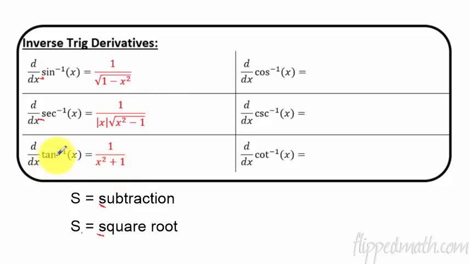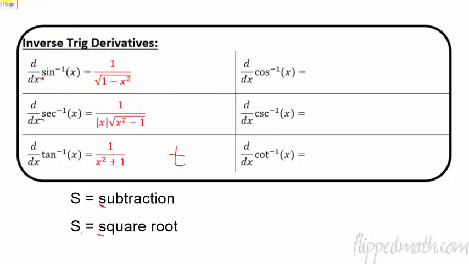There is no square root, and there is no subtraction. In fact, it's addition. I also like to think of the t here. I didn't write this down, but the t kind of looks like a plus sign, and so that helps me remember that tangent is addition. Okay, so again, if it starts with an s, it has subtraction and square root.